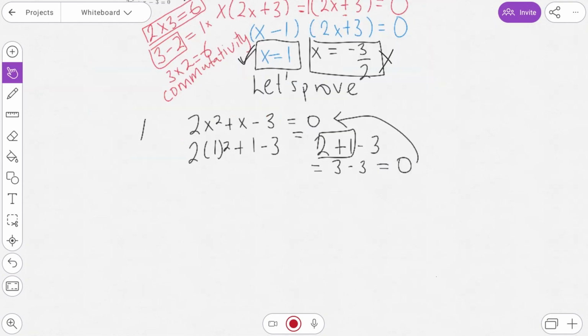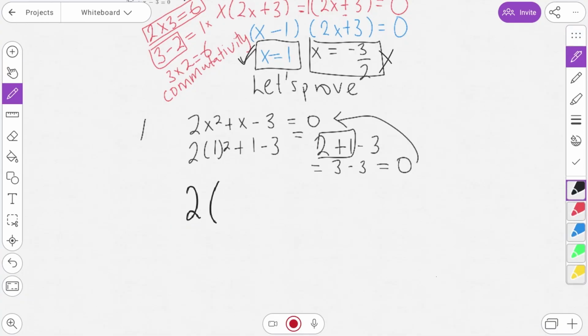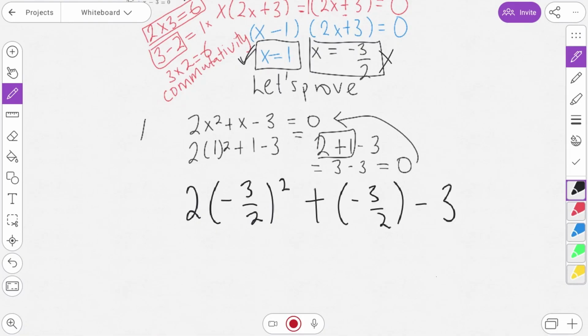And on the other hand, when x is equal to negative 3 over 2, you can punch that into your calculator so that we don't waste much time. We are going to arrive at the expression being equal to 0 once again, which proves that these two answers are correct.